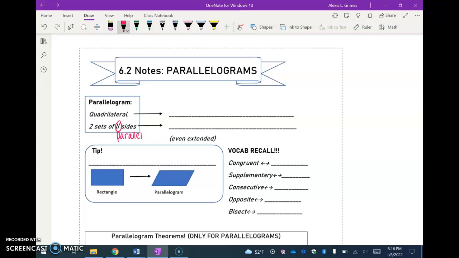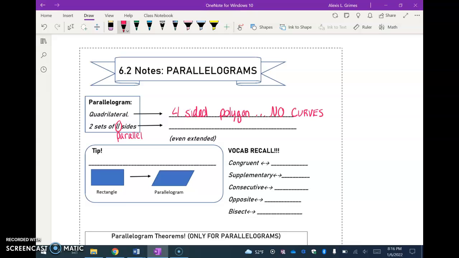So a quadrilateral. Again, this is where I made the mistake last note. A quadrilateral, that's our four-sided polygon. Now remember, with polygons, no curves. No curves. Only straight lines. So we know a parallelogram has four sides.